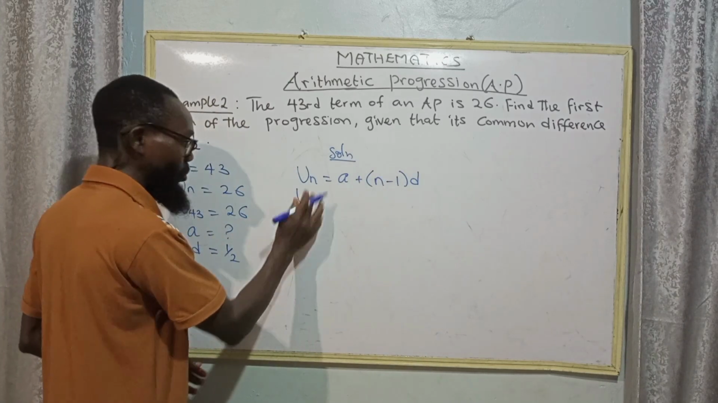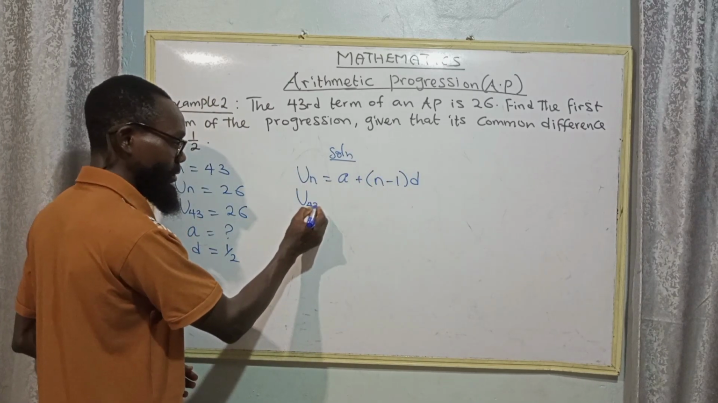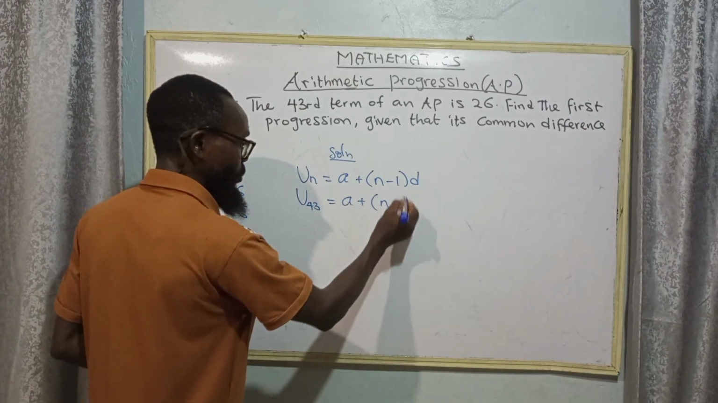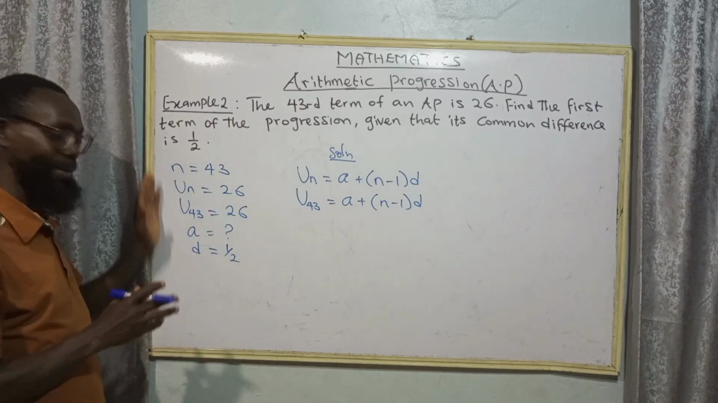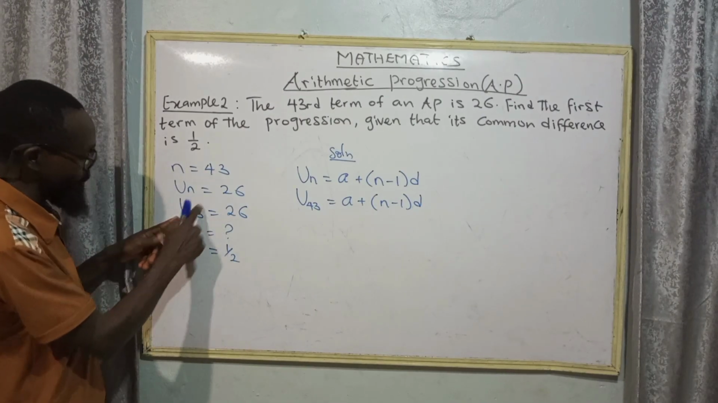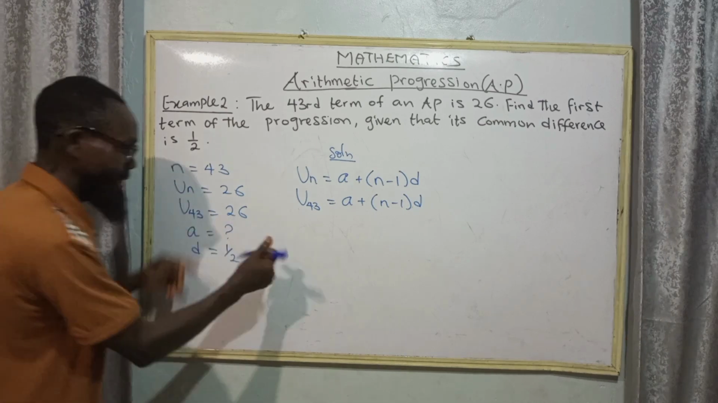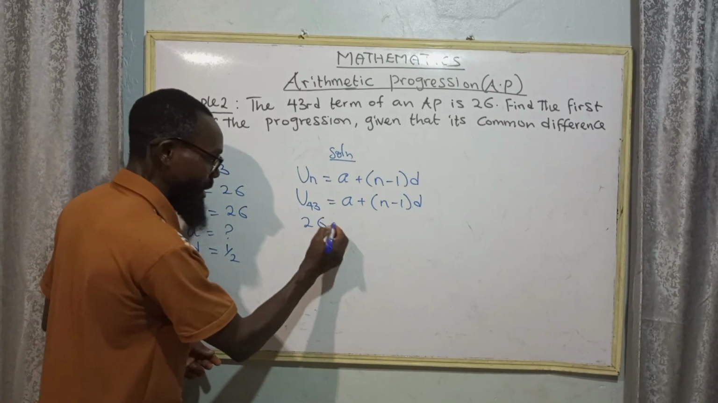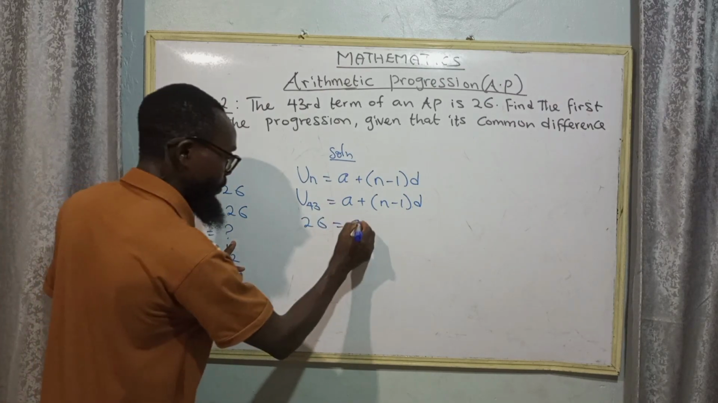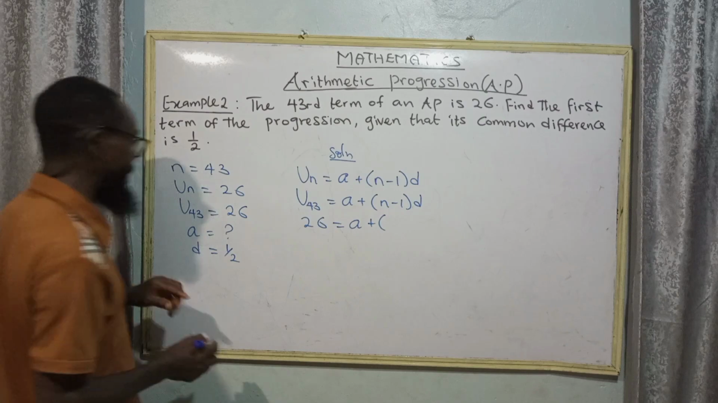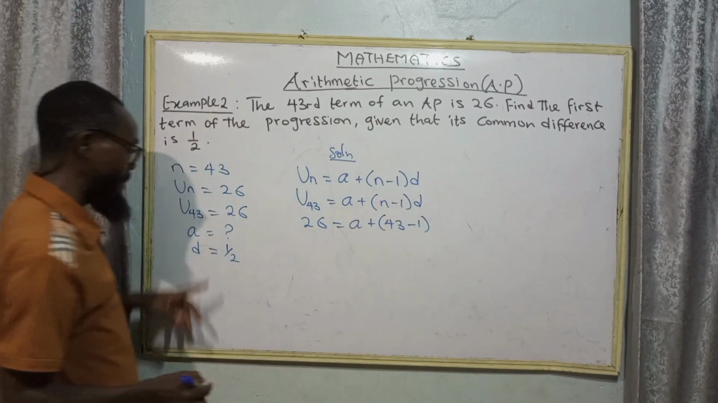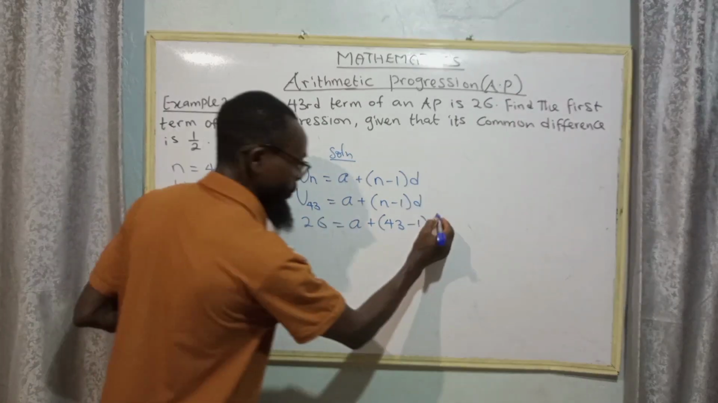Now, our nth term, the 43rd, equals a plus (n minus 1) d. Come back to these parameters. U43 equals 26. Anywhere I see U43, I will put 26. So here we have 26 equals, my first term is what I'm looking for, a, plus the number of terms, n, 43, minus 1.